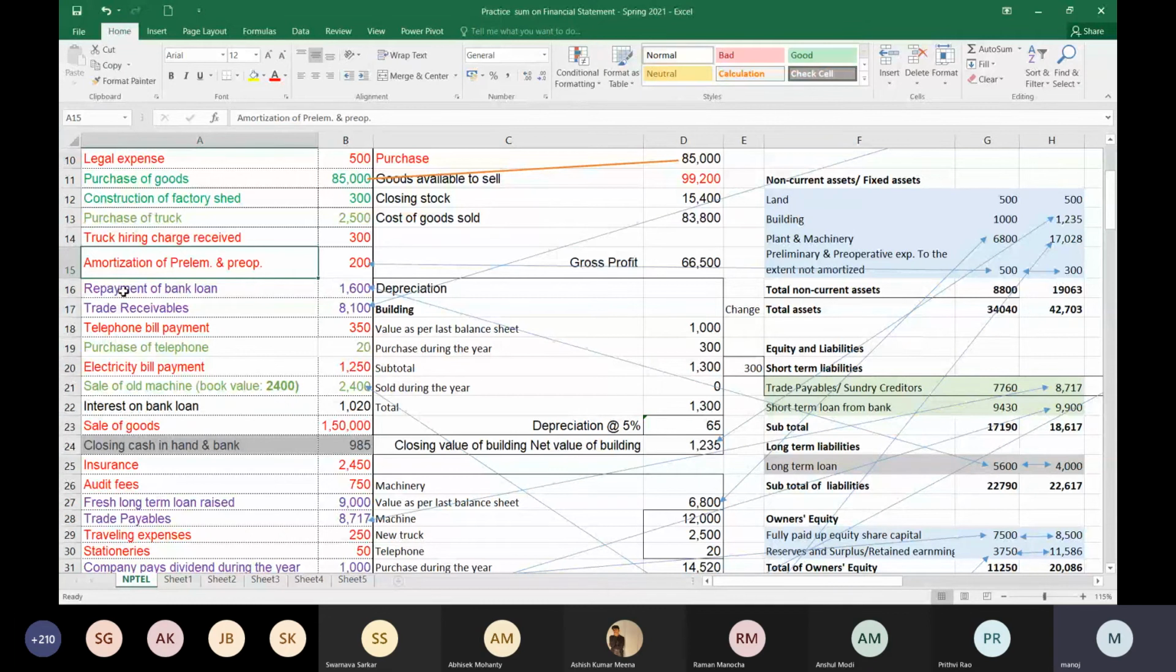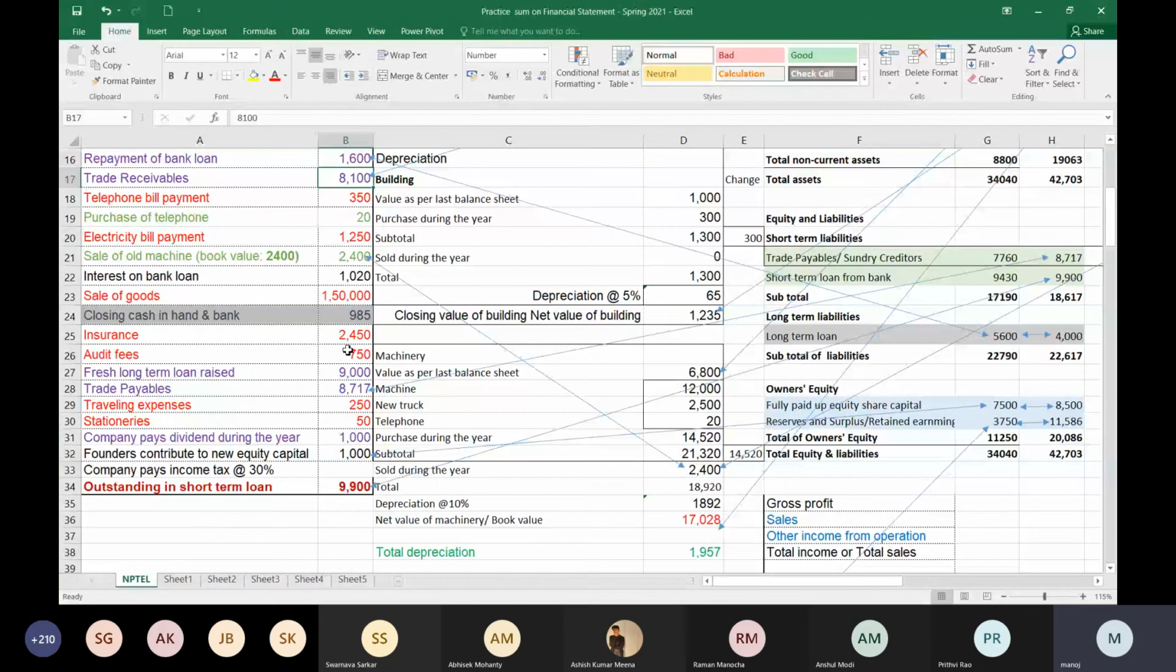Repayment of bank loan, this is repaid separately. This is not part of your business expenses. You have to make profit. From profit you repay bank whatever you borrow. That is why this is not part of operating expense. Trade receivables is a balance sheet item that remains at the end of the year. Whatever you are supposed to receive from customers, that's a balance sheet item.